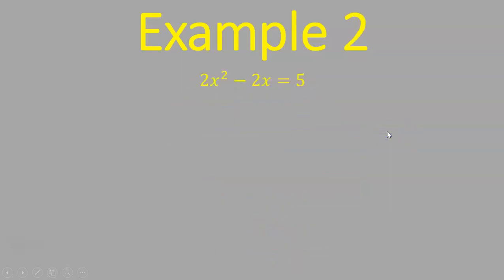For a second example, notice this time we're not in standard form. The 5 is not over here with the other two, so we need to subtract the 5 to get that to happen. Okay, so make sure you have an equals 0 first. And without color coding this time, notice A is 2, B is negative 2, and C is negative 5. Again, be very careful when you have a negative B.